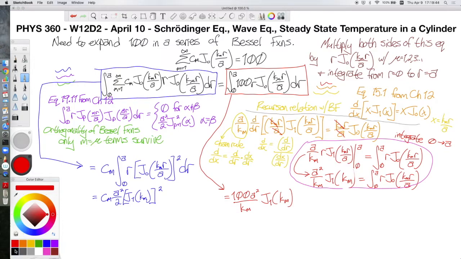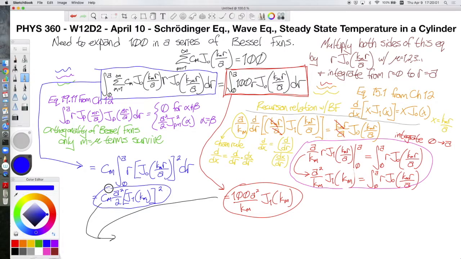So now we're finally ready to actually solve this. We can put these last two equations together, because this equation here that I am circling in red is equivalent to the original expression that I boxed in red at the top. And this expression here that I'm circling in blue is equivalent to this expression up here that I originally boxed in blue. So from this, we can then solve for our C_m values and get C_m equals 200 over k_m times J_1 of k_m.